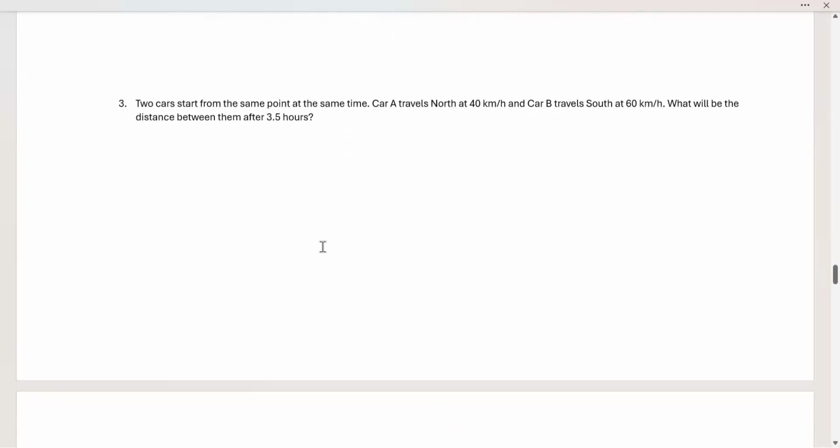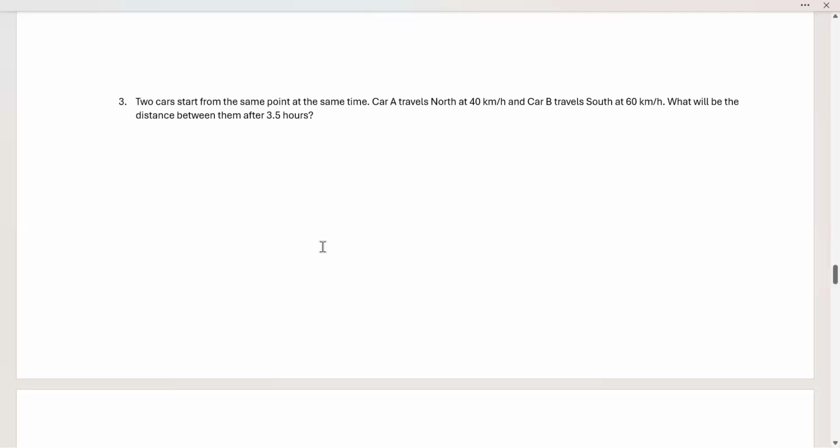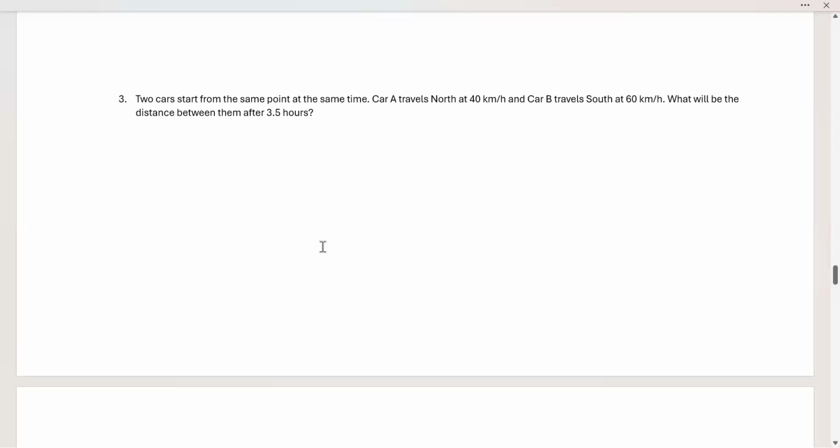Now let's move to the next question. And this says two cars start from the same point at the same time. Car A travels north and car B travels south. Okay, so the diagram will become like this. This is the common point, two cars start, car A goes north. And the diagram is not very good, okay, no problem.